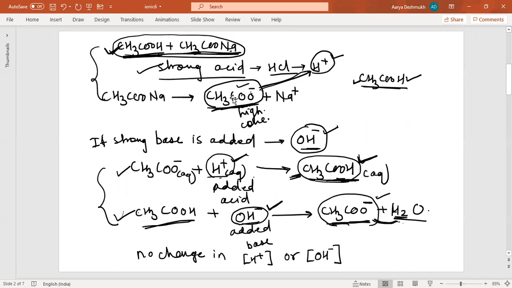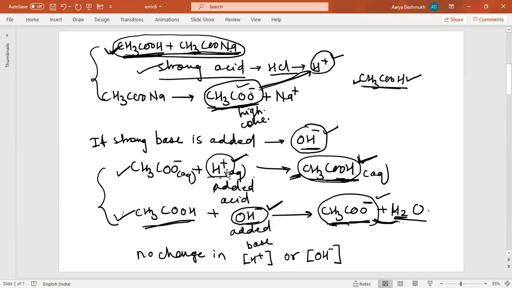Means there will be again a production of undissociated CH3COOH molecules here. Now, if strong base is added to this, what will happen? The added OH minus ions will be neutralized by the large concentration of acetic acid, as shown in the following reaction, that is CH3COO minus plus H plus.